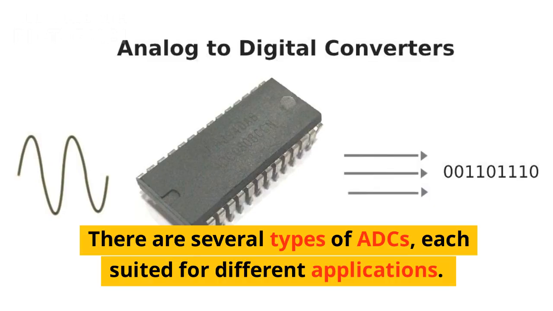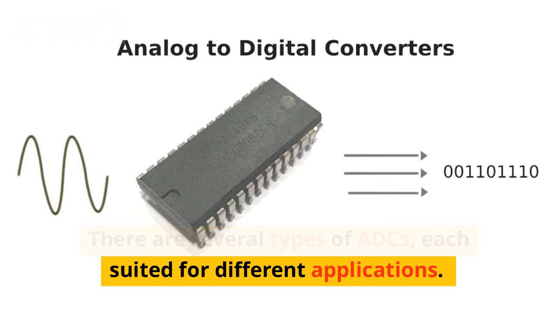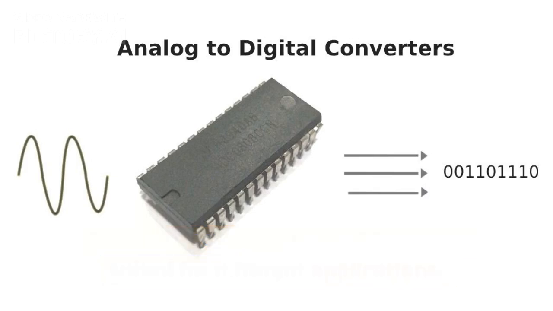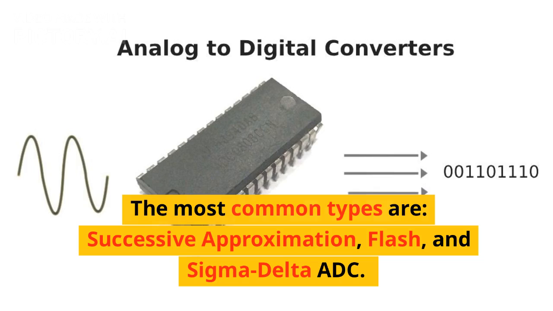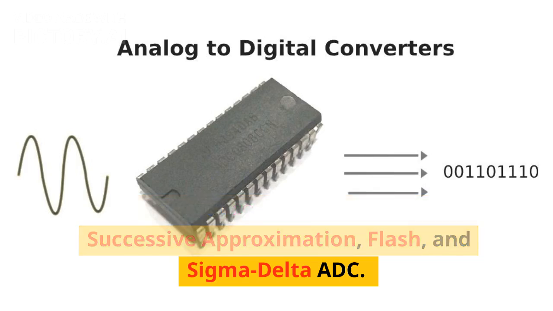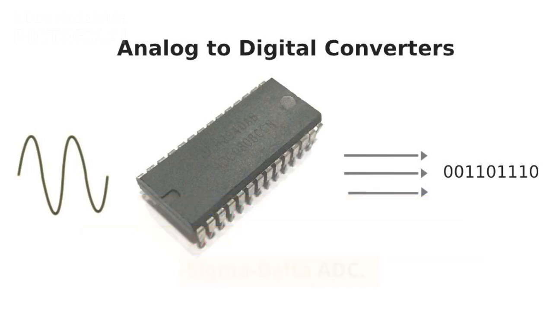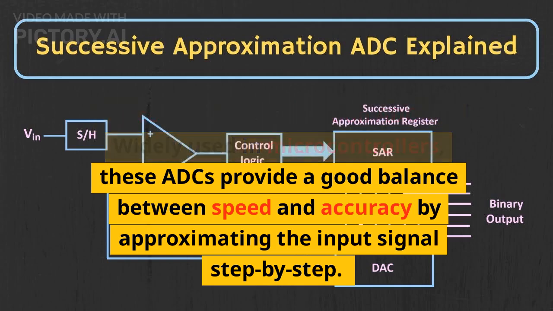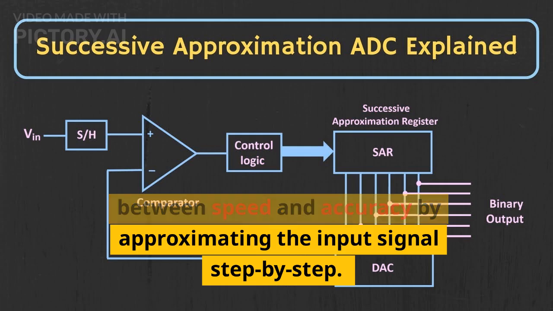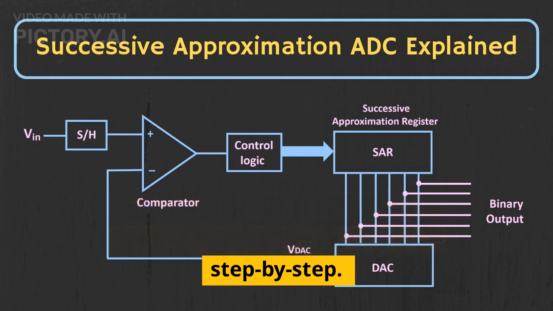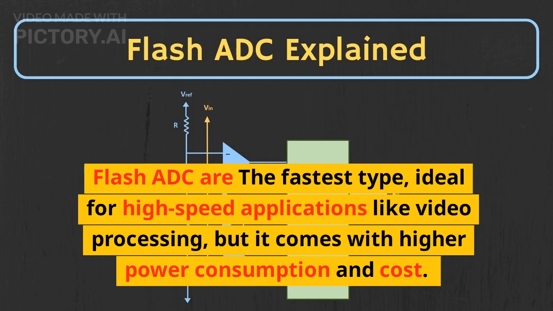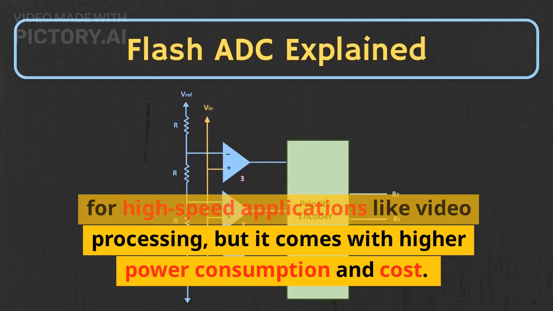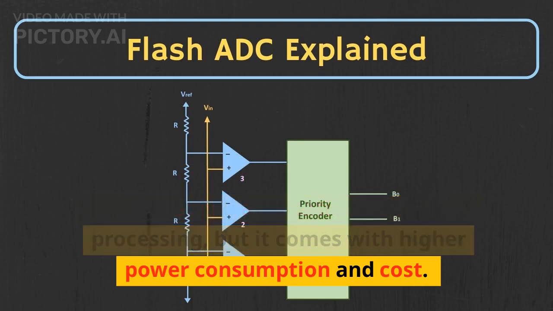There are several types of ADCs, each suited for different applications. The most common types are successive approximation, flash, and sigma-delta ADC. Successive approximation ADCs are widely used in microcontrollers. These ADCs provide a good balance between speed and accuracy by approximating the input signal step by step. Flash ADCs are the fastest type, ideal for high-speed applications like video processing, but it comes with higher power consumption and cost.